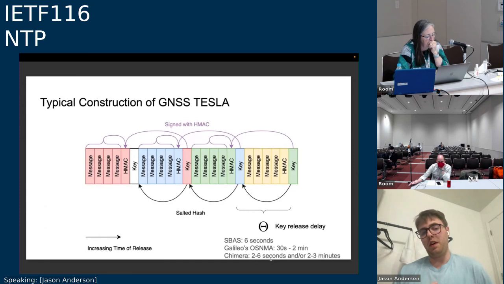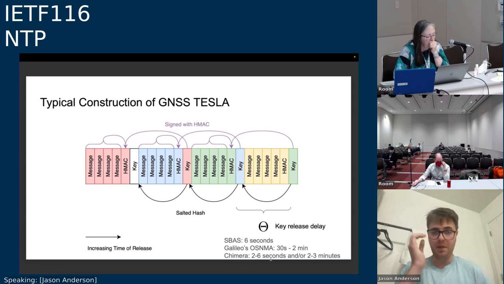SBAS is the constellation that ensures that aircraft are notified within 6 seconds of GPS failure. So we have listening stations throughout the continent that are listening to the GPS signal. If there's ever an issue, they're immediately notified via this constellation within 6 seconds.